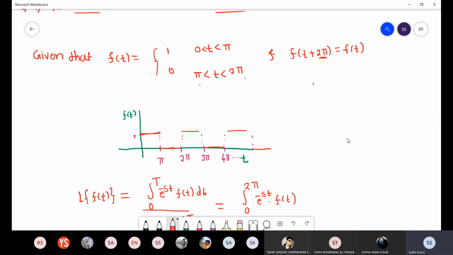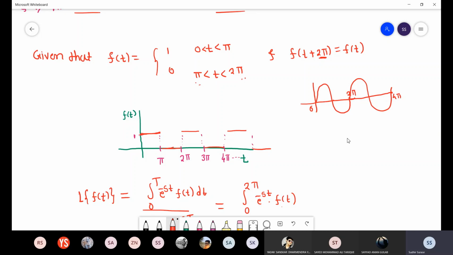Like the sine function, if we draw the graph of sine, it looks like this, right? In the interval 0 to 2 pi, and after that the graph gets repeated from 2 pi to 4 pi, and then again gets repeated. The same thing is happening here. In the interval 0 to pi it is 1, and in the interval pi to 2 pi it is 0, and after 2 pi the same graph gets repeated, like that sine function.